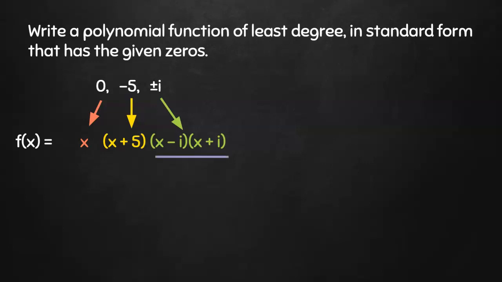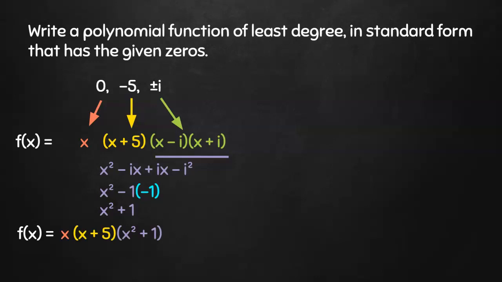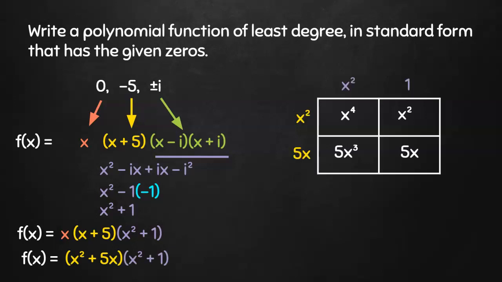Let's go ahead and multiply the imaginary factors together. Notice that the ix will cancel, that i squared becomes that -1. You do have the imaginary one that was in front of the i squared, so that becomes x squared plus 1. Now what we're going to do is multiply that red x with the x plus 5. So we're going to get x squared plus 5x. Now I have a binomial times a binomial that I can multiply together.